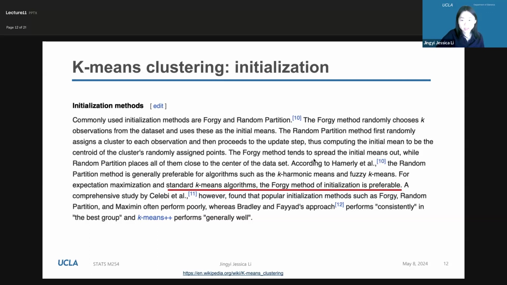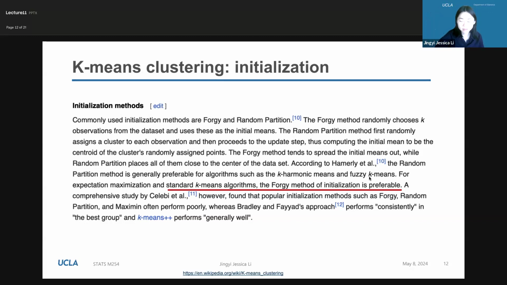The Forgy method tends to spread the initial means out, while random partition places all of them close to the center of the data set. According to this paper, these two initialization methods have their specific advantages. The random partition method is generally preferable for algorithms like fuzzy k-means. We don't talk about k-harmonic means because it's just a different way to define the mean. We use harmonic mean instead of arithmetic mean.